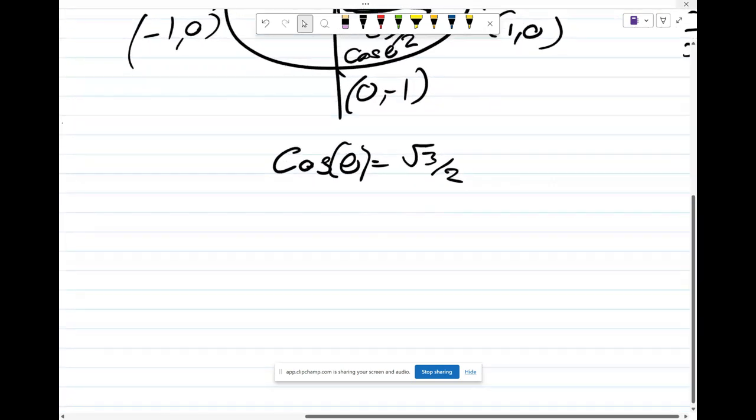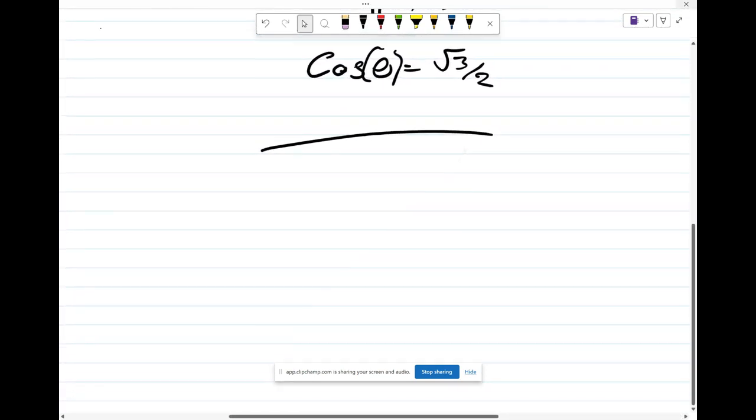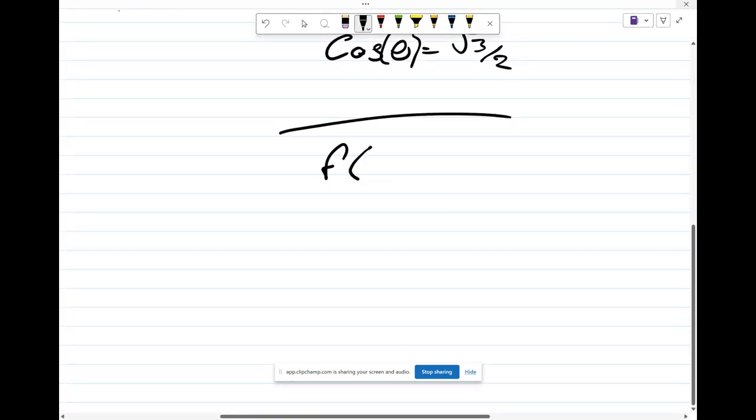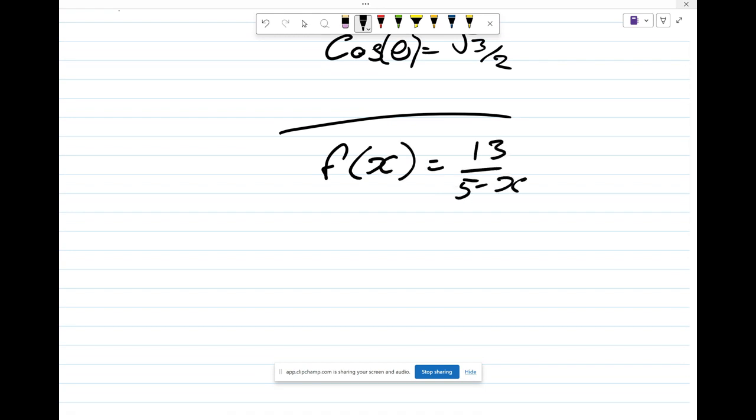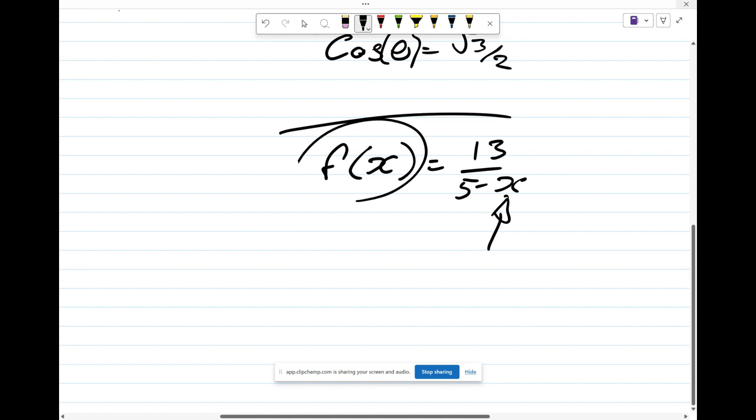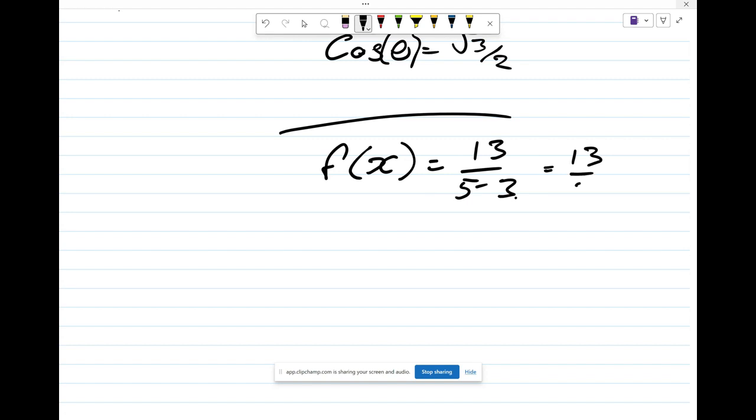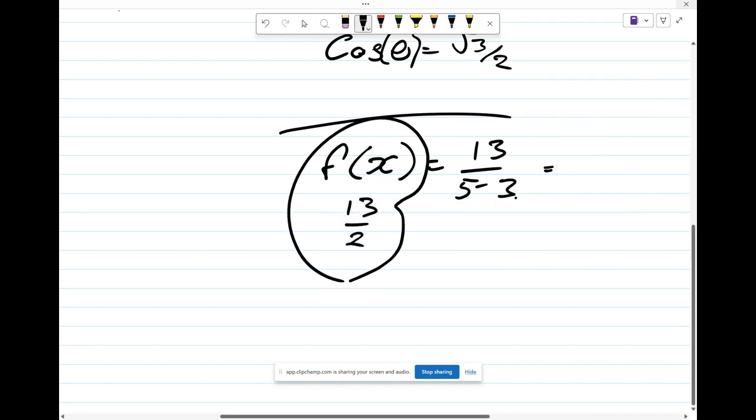And so if we think back to our previous questions, remember the phone sales and the months. If we have a function, say that was 13 over 5 minus x, if this was the months and this was the number of sales, we were inputting a certain number of months, and it was telling us how many sales we would get. So we would put in 3 months, say, and it would give us 13 over 2 would be our sales.